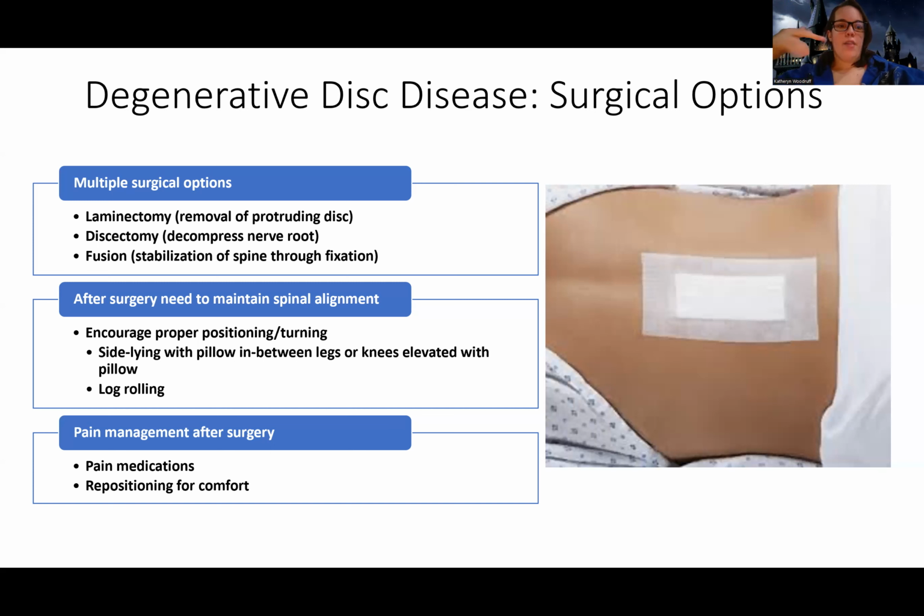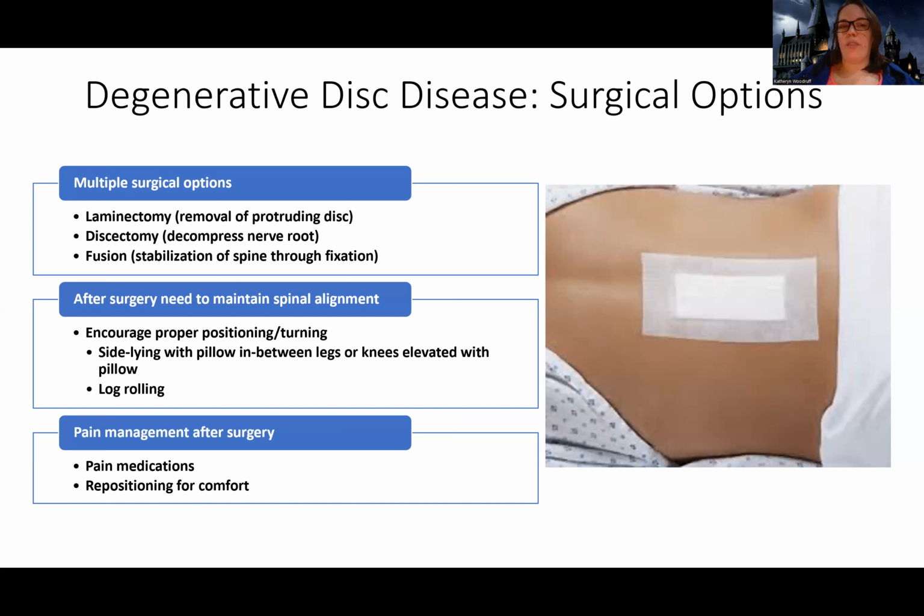After surgery, there's going to be special positioning. A lot of this is going to look like the positioning we already talked about, the side lying with the pillow in between the legs, or the knees elevated with the pillow. Remember, I like flexion in their hips, and I like flexion in their knees to decrease pain with spinal surgery. But the other thing that we're going to do is what's called log rolling.